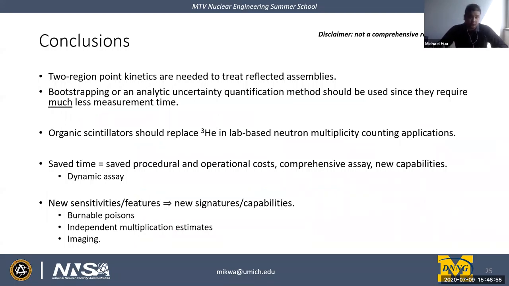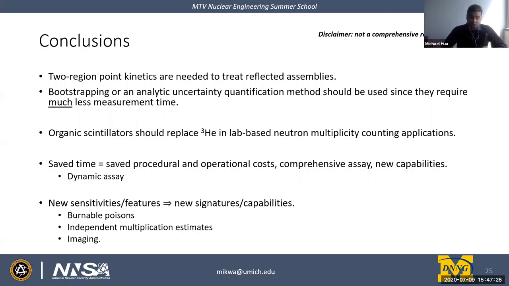So that brings me to conclusions. And again, this is not a comprehensive list of what's going on. There's a lot going on because it's a really important field with international implications, and it's also fun to work on, which is why there are a good deal of people in the consortium working on it. The conclusions, all the way back in the Rossi Alpha, are that the two-region point kinetics model is better, it's more accurate, and you need it. And the theory is needed to figure out how to pull out alpha, and we validated that.